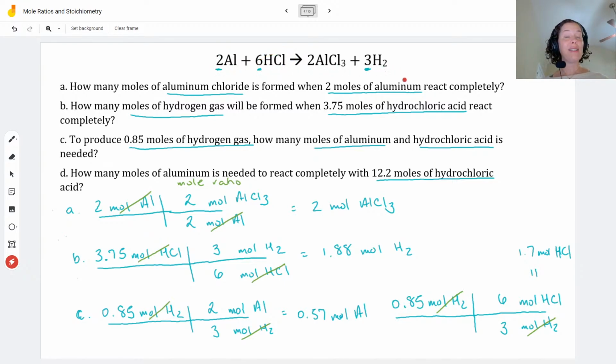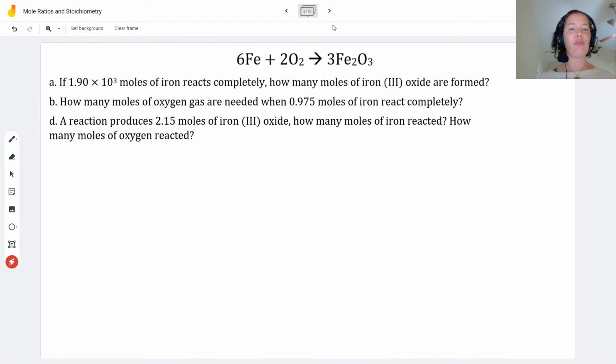As long as you've got your balanced chemical equation, you've got your mole ratio for any molecule in that chemical equation compared to any other molecule in that chemical equation. Okay, let's make sure there are no questions. All right, so no questions. So this is fantastic. So let's keep trucking here.